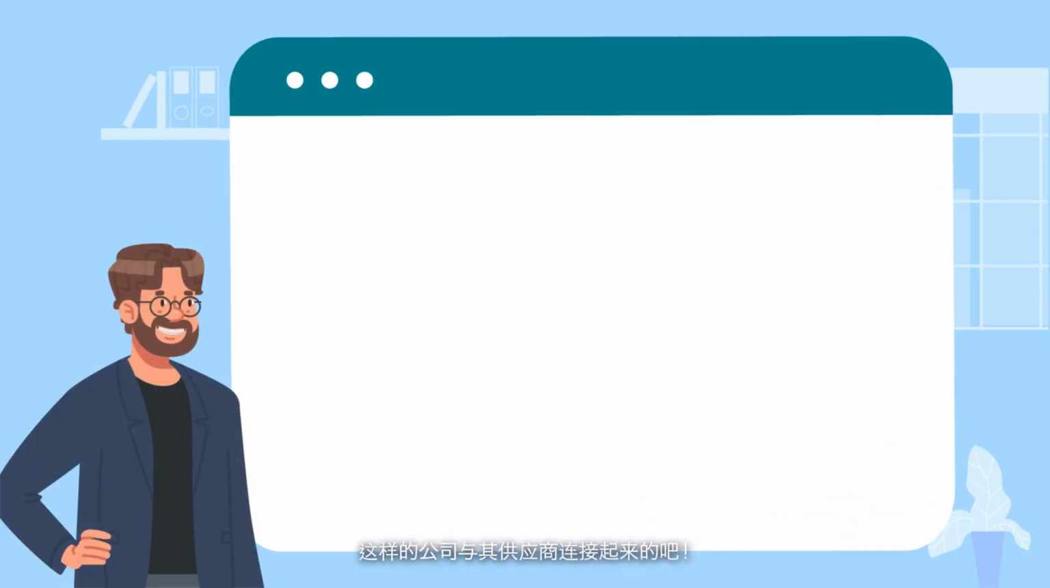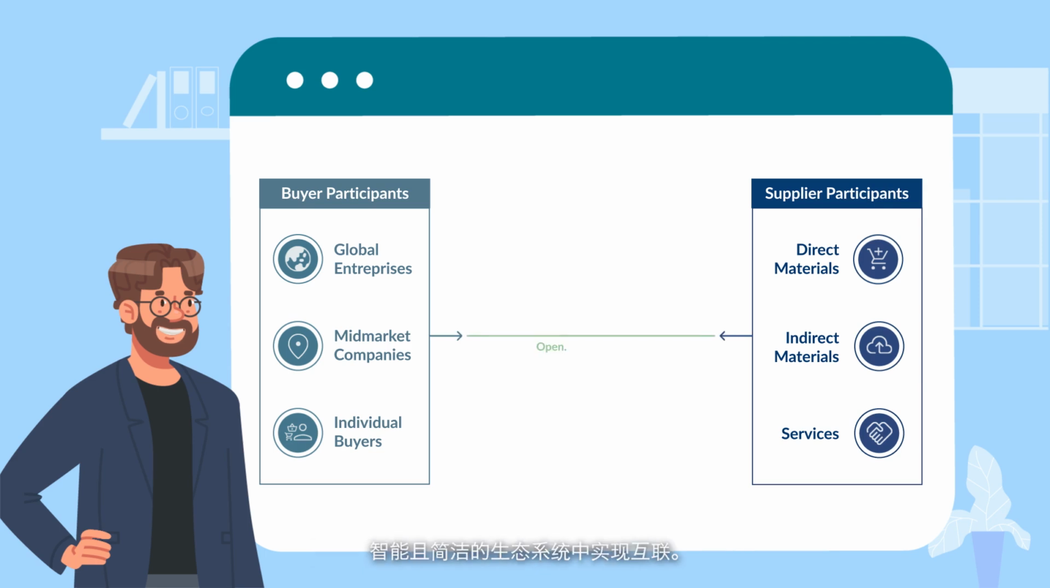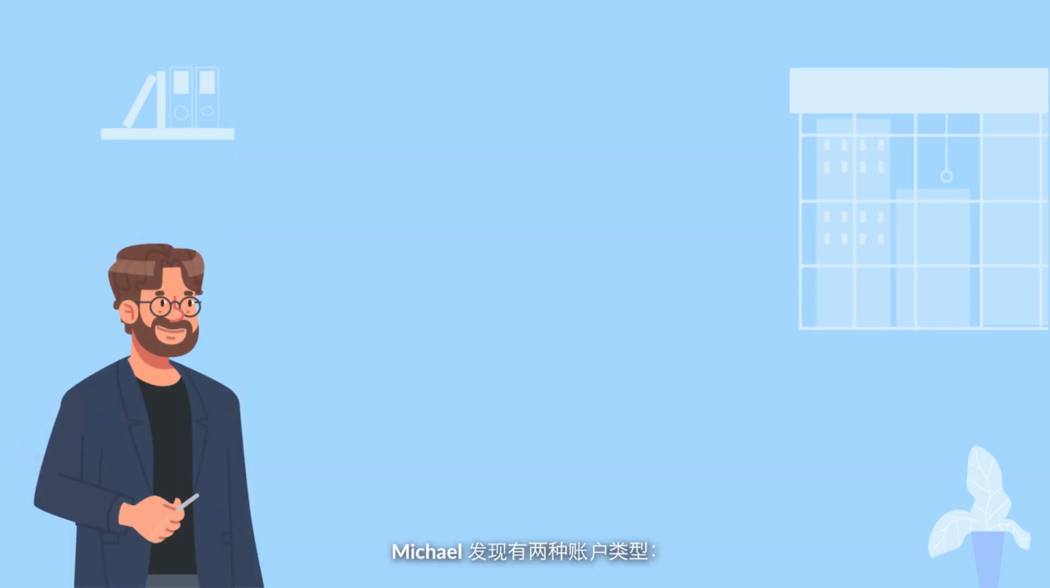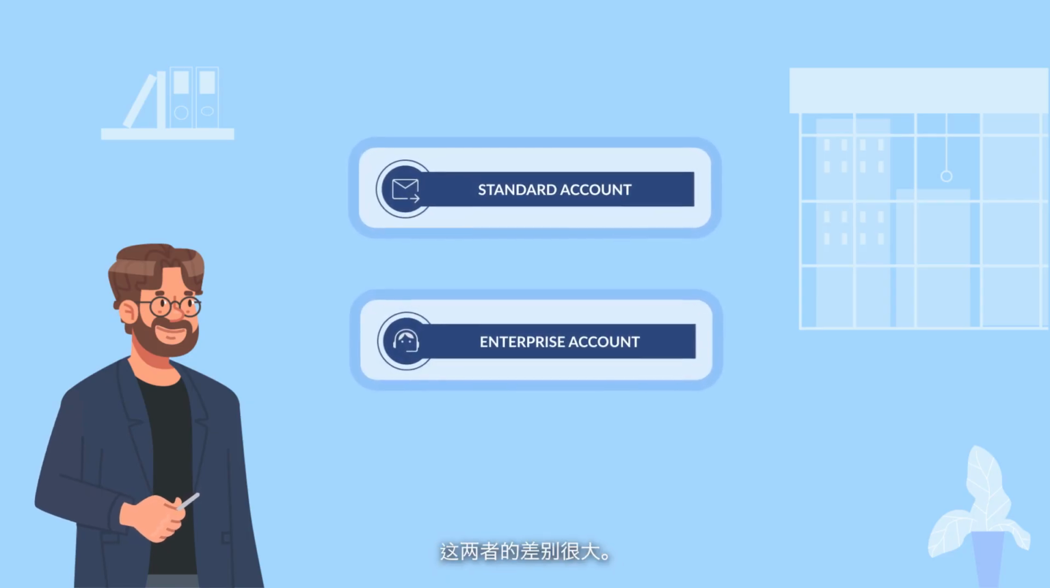Before we dive into navigating the solution, let's see how SAP Business Network will connect companies like Epson with their suppliers. Buyer participants and supplier participants are interconnected within an open, smart, and simple ecosystem through SAP Business Network. Michael realizes that there are two types of accounts, the standard account and the enterprise account, and they are very different.